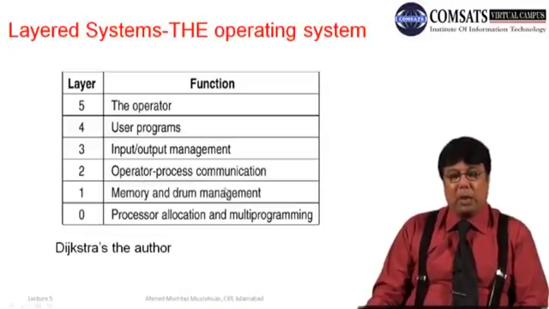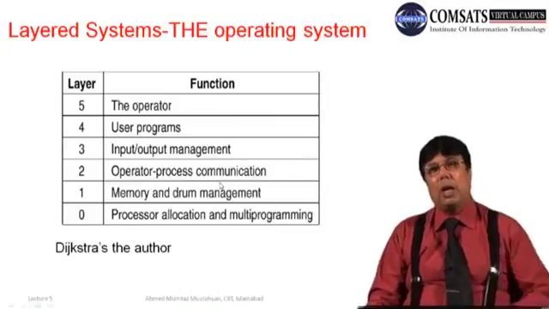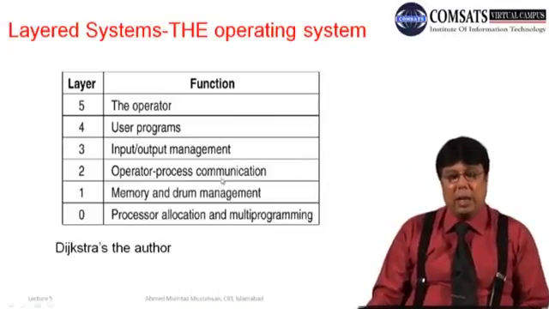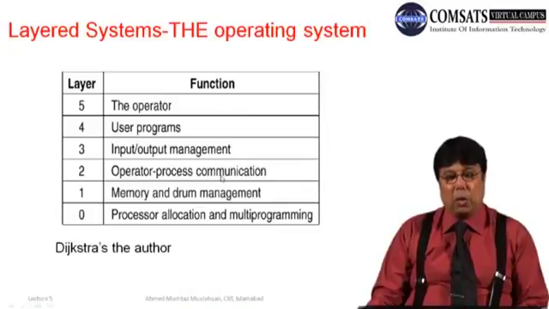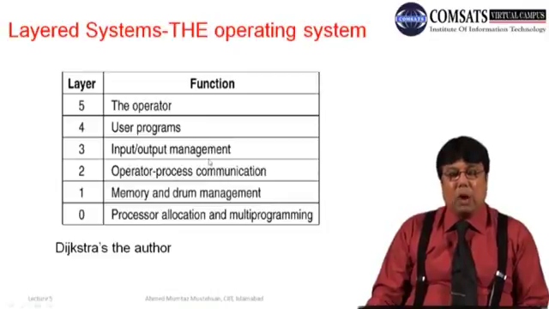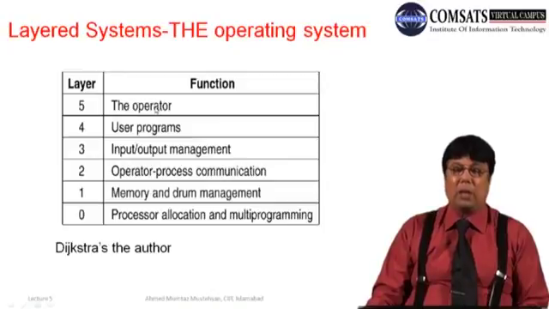Then we have operator process communication, because the processes need to communicate with the users, and basically they need a console. The responsibility of this layer is to provide this console to communicate the processes with the user or with other processes. Then input-output management, where all I/O abstraction is done at this layer. Then we used to have the user program, and then the operator console.